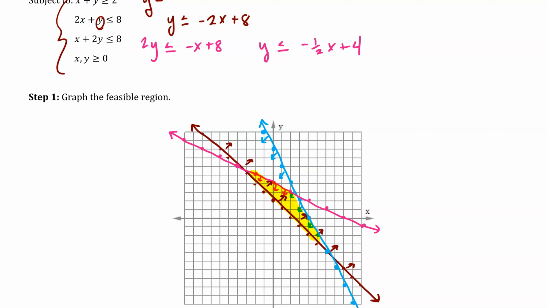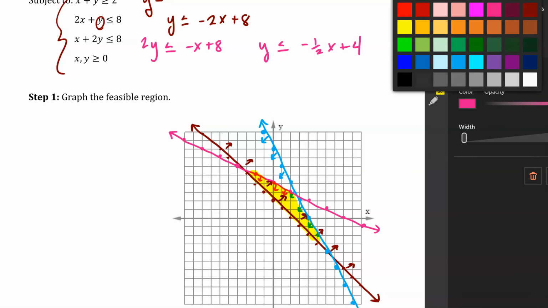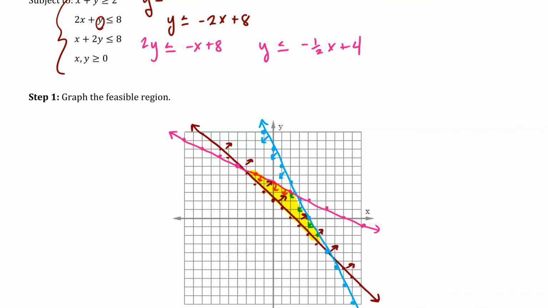And we still have one more constraint, actually two. We want both x and y to be greater than 0. So remember, those are our axes. So we can draw right here. This would be that y is greater than 0. So there's our line.